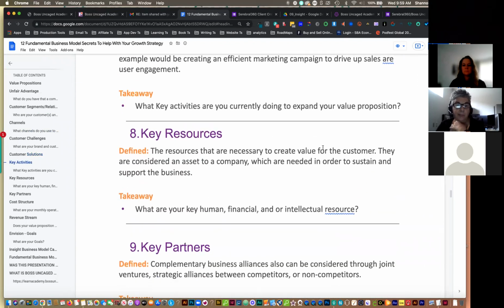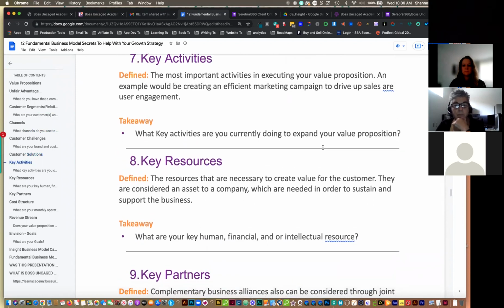The key resources, right, goes hand in hand with the key activities. So what key resources do you have? A key resource could essentially be an employee. It can be a VA. It can be a PA. It can be an assistant. It could be software. It could be automation. All these key resources could then help you finish and activate your key activities.